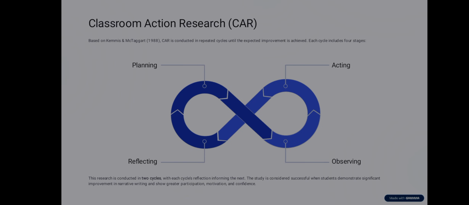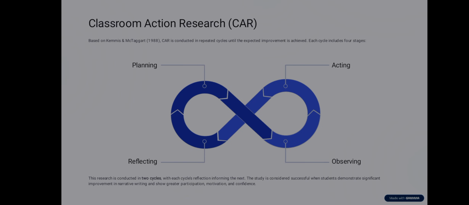The third stage is observing. Here I observe students' participation, motivation, engagement, and difficulties throughout the learning process. Data are collected through observation sheets, field notes, interviews, and students' writing products. And then the final stage is reflecting. In this stage, I analyze the results obtained from the first cycle, identify strengths and weaknesses, and make improvements for the next cycle.